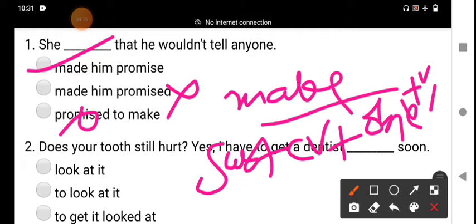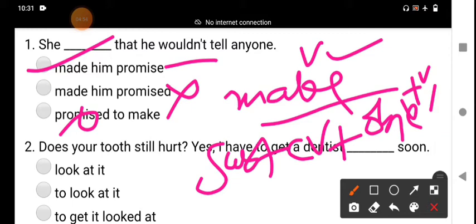She made him, it is a past tense verb V2, simple past tense. Because wouldn't tell is also past tense. A main clause and a subordinate clause, a noun clause: that he wouldn't tell anyone. The right answer is one of the causative verb make. When do we use make? What is the meaning of causative verb make? To force or compel to do something. That is the meaning of the causative verb.